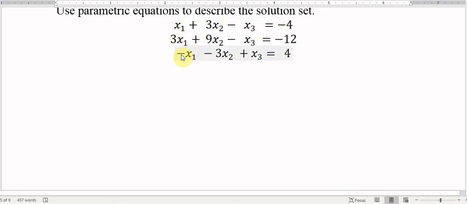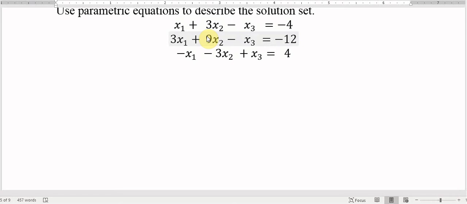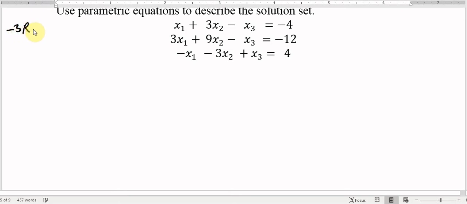Likewise, equation 1 and equation 3 are negative multiples of each other. So using the operations above, I can either interchange equations, multiply an equation by a non-zero number, or add a multiple of one equation to another equation. First, I'm going to say negative 3 times row 1, using R for row, this is just row 1, row 2, row 3, and add that to row 2.